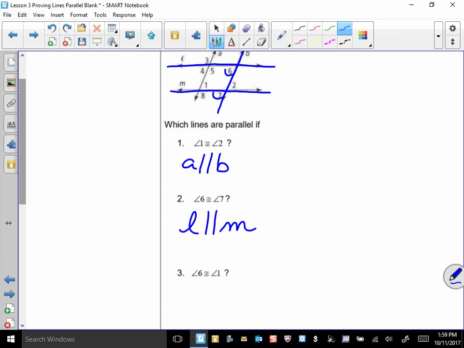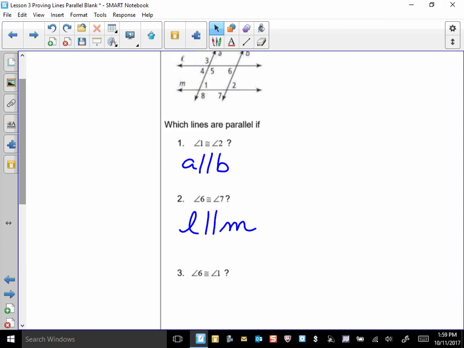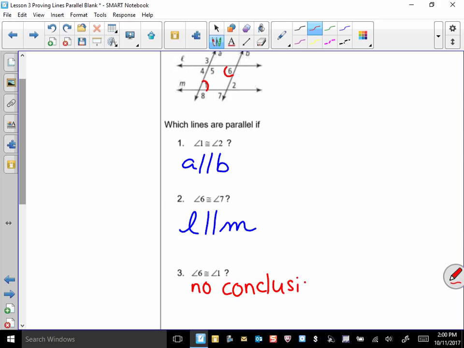And finally, 6 and 1. Let's look at 6 and 1 here. 6 and 1 do not have two lines and a transversal in common, so that doesn't tell me anything. Just knowing that 6 is congruent to 1, it doesn't tell me that there aren't some lines that are parallel, but I cannot make a conclusion just knowing that angle 6 is congruent to angle 1, so no conclusion there.